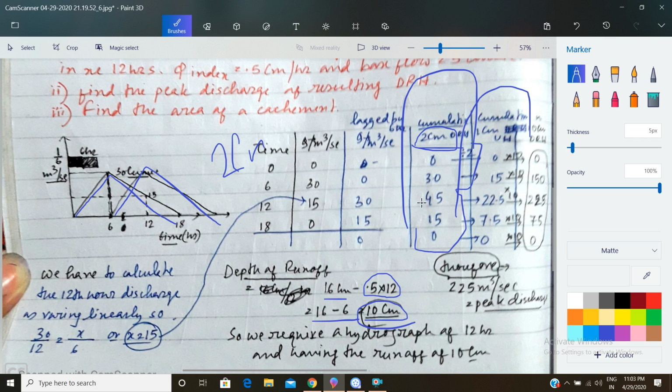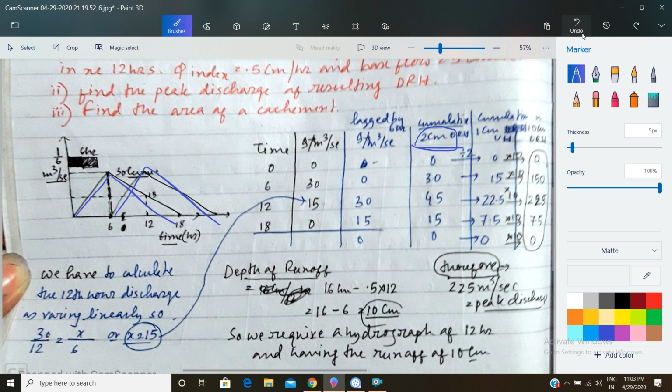So now we are getting the DRH of 2 centimeter, but we need a DRH of 10 centimeter. So multiply this by 5. See, for the 2 centimeter direct runoff hydrograph we have got 2 centimeter. Now we need 10 centimeter, so just multiply this by 5. Okay, see, 5 into 0 equal to 0, 5 into 30 equal to 150, 5 into 45 equal to 225, 5 into 15 equal to 75, and 5 into 0 is also 0.